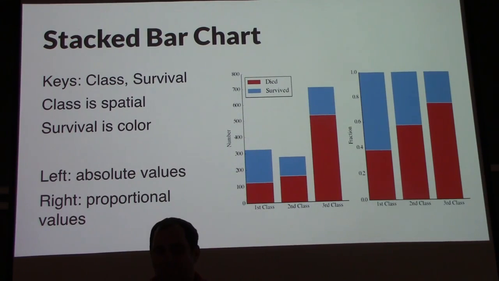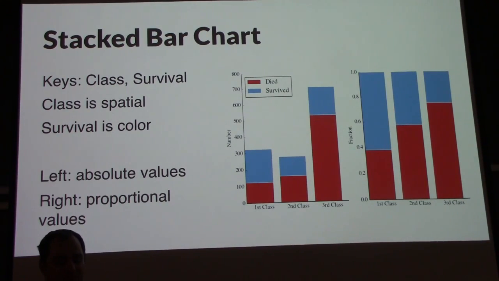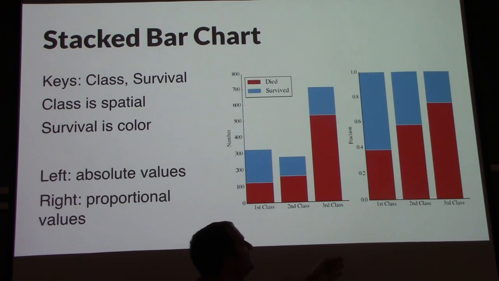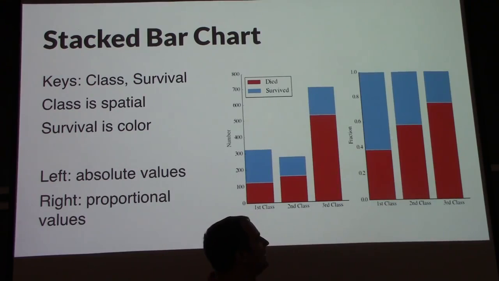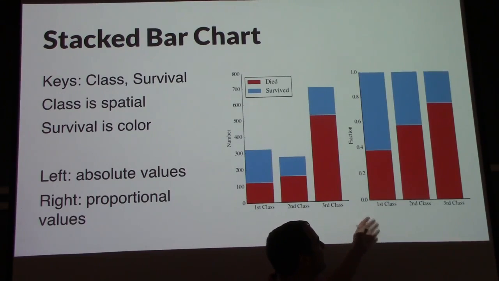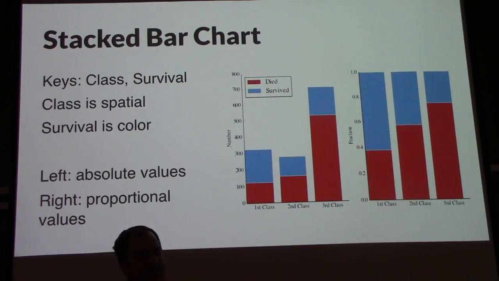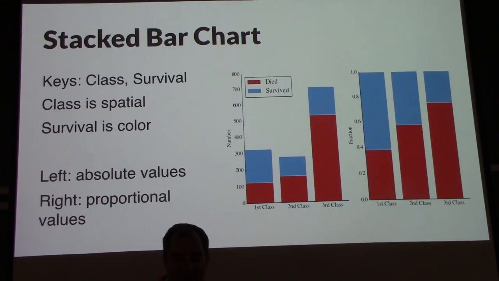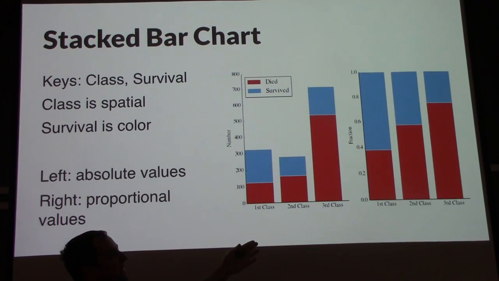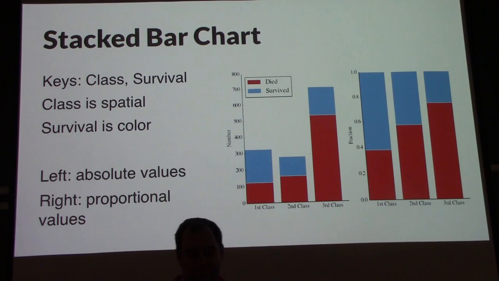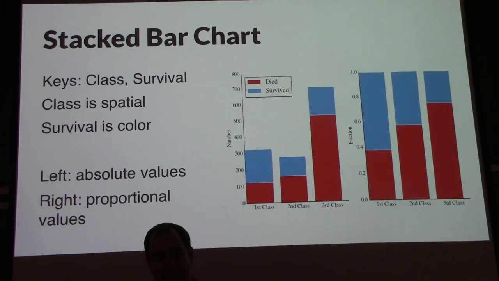And then we always have the choice, do we do absolute counts or do we do proportional values? So on the right, we have proportional values, and here you see this trend even more strongly, that the majority of people in first class survived, whereas the majority of people in third class died. Of course, here we can't see absolute values, so it doesn't help us to judge how many people died in total, or how many people were on the Titanic in total.